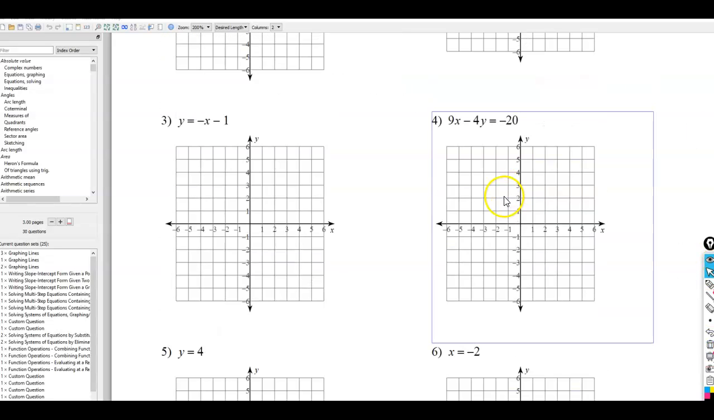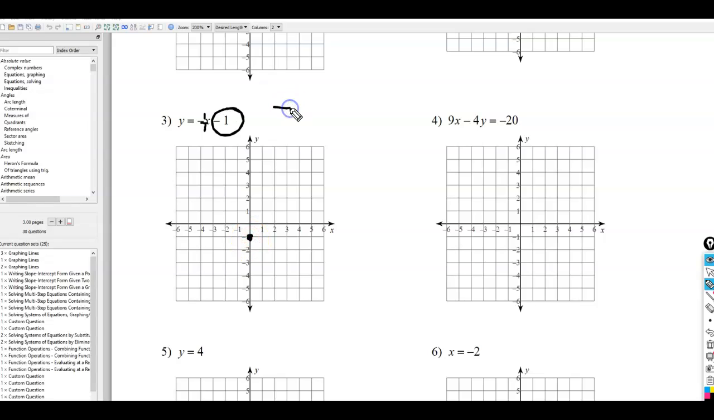Continue here. Number 3. So on number 3, we're missing the slope, so that means it's 1 over 1. But notice there's a negative in the front. That matters. I'm going to start, first of all, at my y-intercept of -1. Now, since my slope is -1 over 1, that means I'm going to go down 1 when I go to the right. Instead of going up 1 and over to the right, we're going to go down 1 and over to the right. So that's going to look like this. And connecting your dots, we have that.